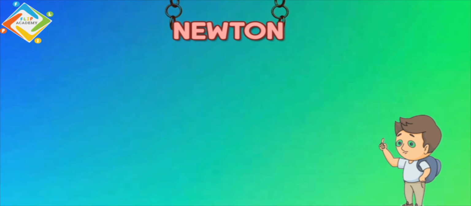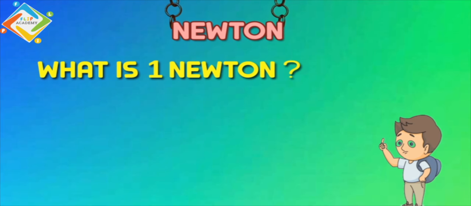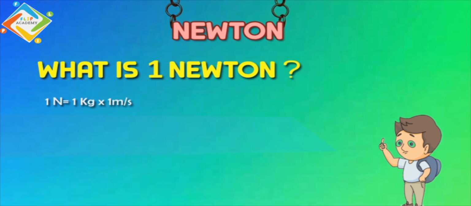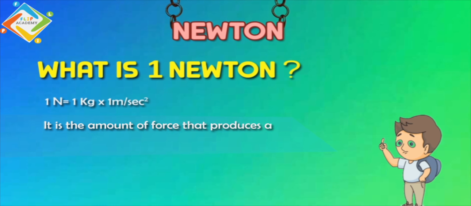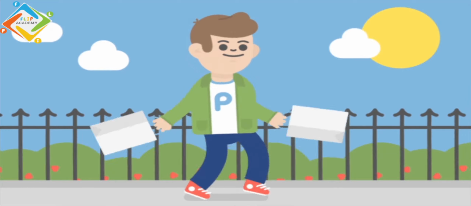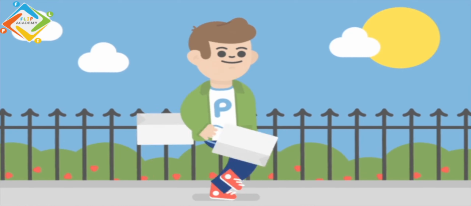Now let's define what is 1 Newton. Then in that case, 1 Newton is given by 1 kg into 1 meter per second square. So it is the amount of force that produces an acceleration of 1 meter per second square in an object of 1 kg mass.